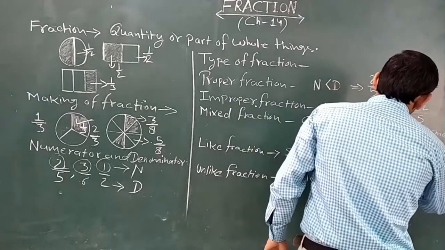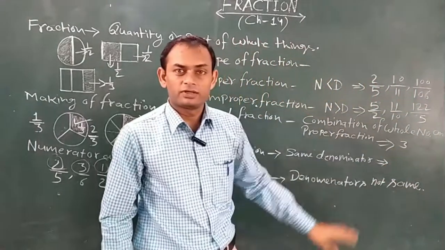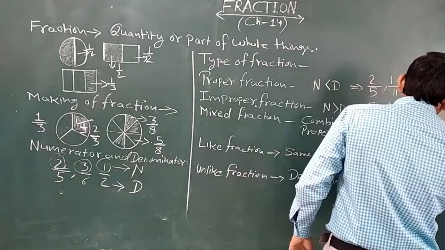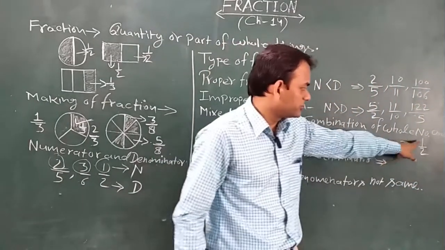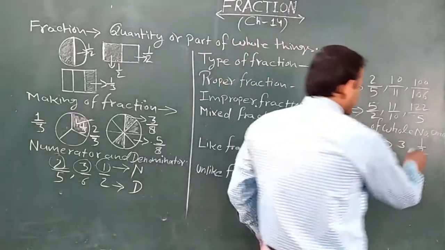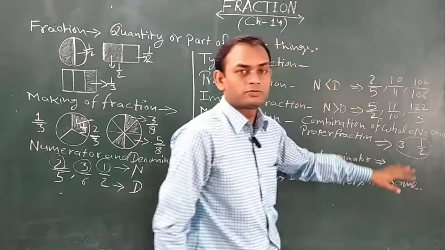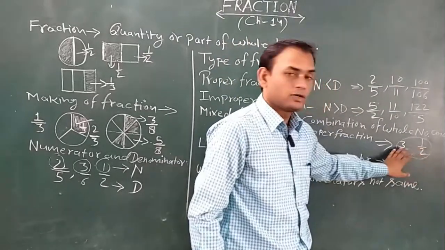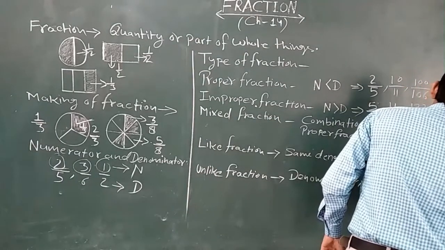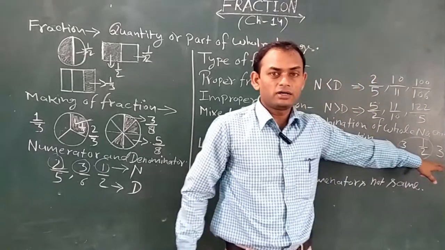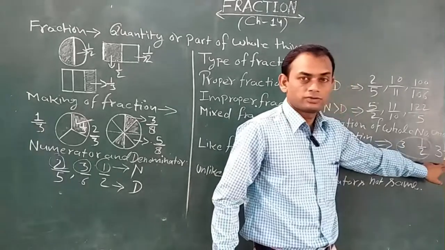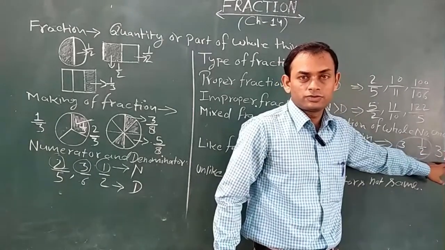So if we write a whole number, suppose this is 3, it is the whole number, and we take one proper fraction, in which the numerator is smaller than the denominator. The combination of both of them, the whole number and the proper fraction, if we write it together, we find it like this: 3 whole 1 by 2. This is called the mixed fraction. It is read as 3 whole 1 by 2.